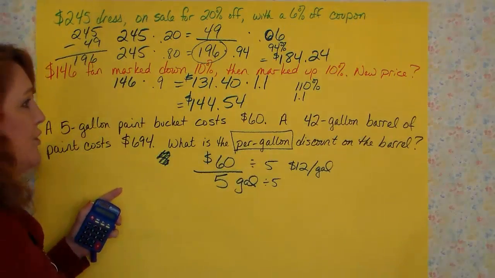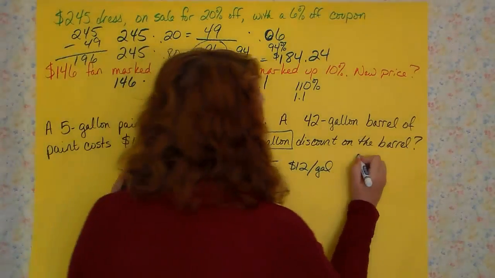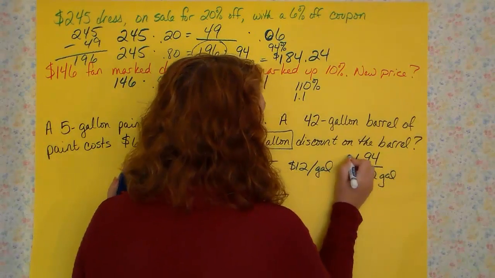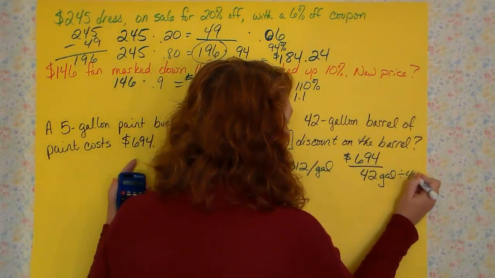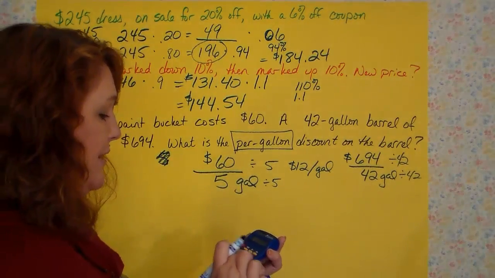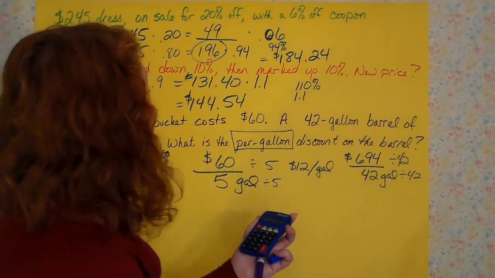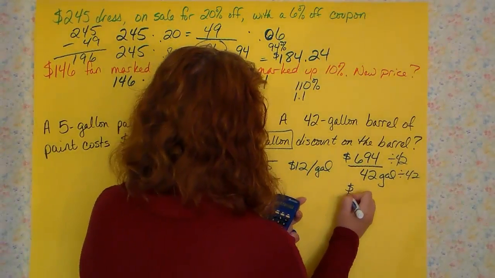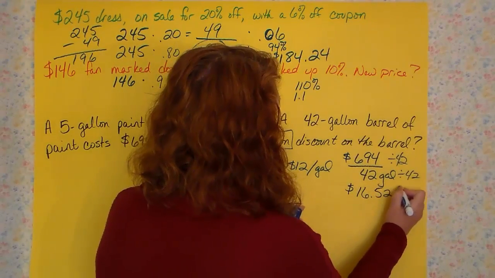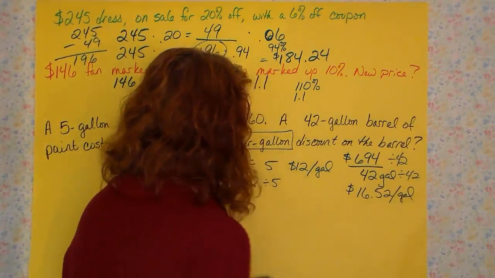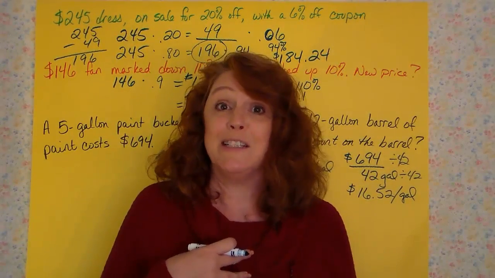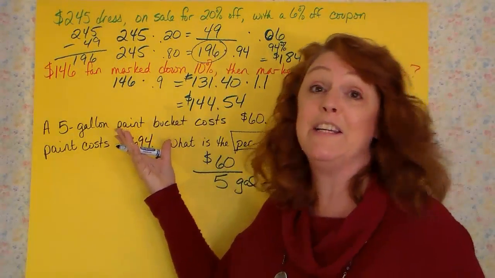What about the 42-gallon barrel? Well, $694 in a 42-gallon barrel. And I'm going to divide the top and the bottom by 42. And 694 divided by 42 is a great big number. This costs $16.52 per gallon. Now, if I was a contractor and I was buying paint by the gallon, I'd be irritated because I can get it in paint buckets cheaper.